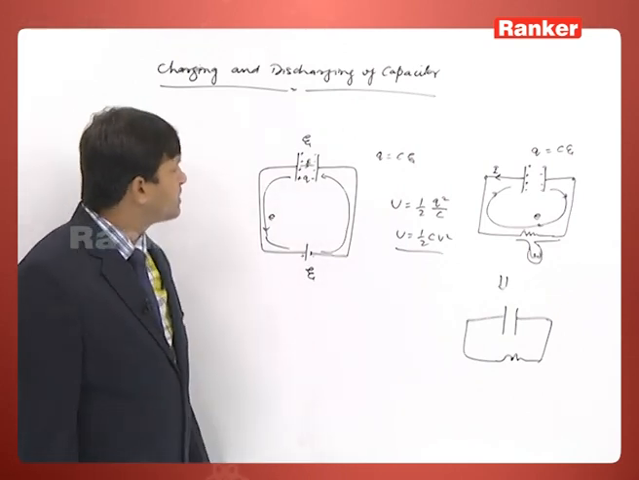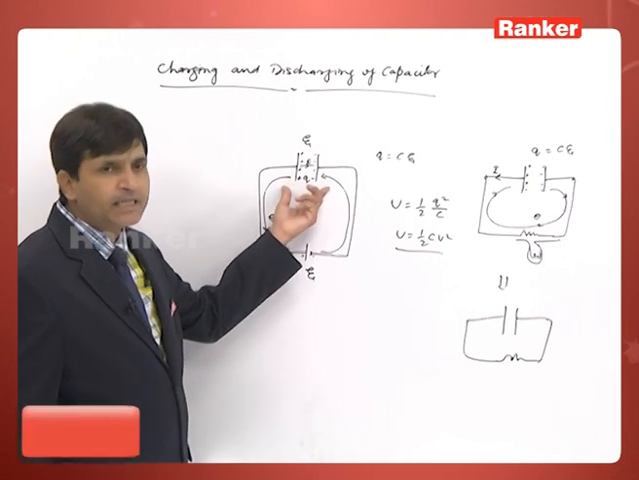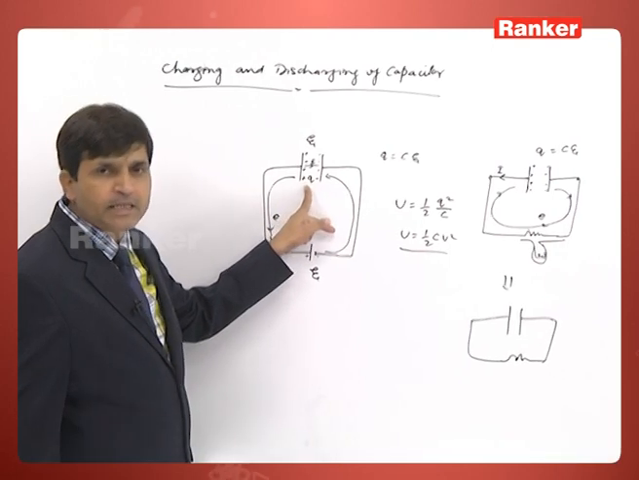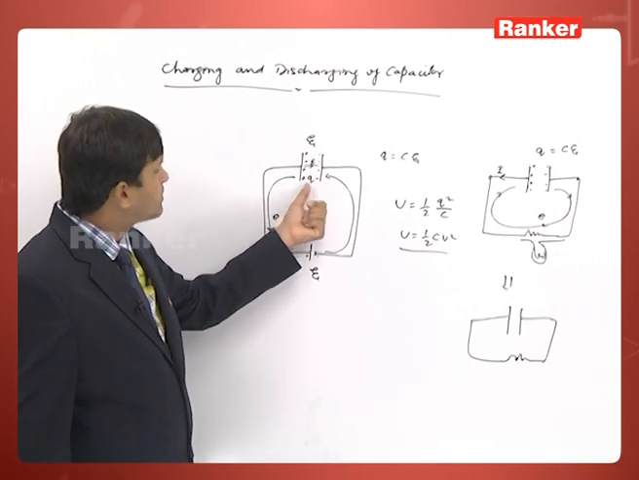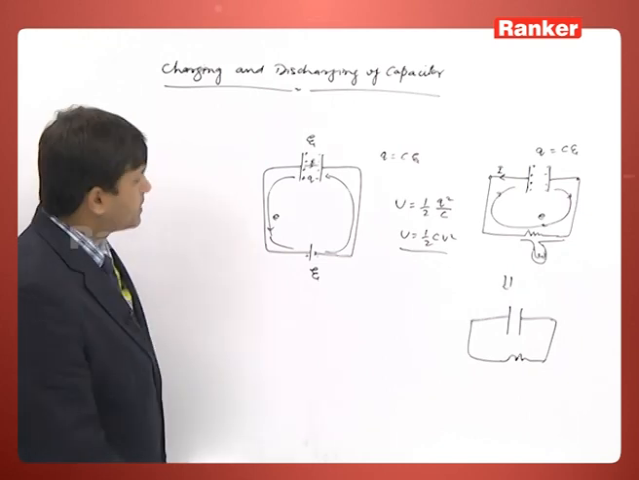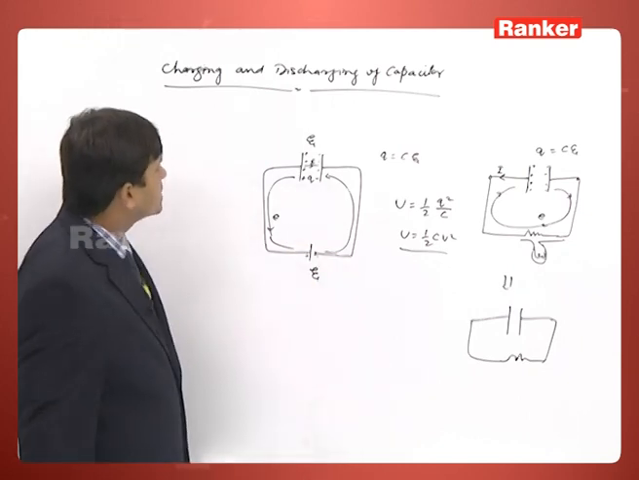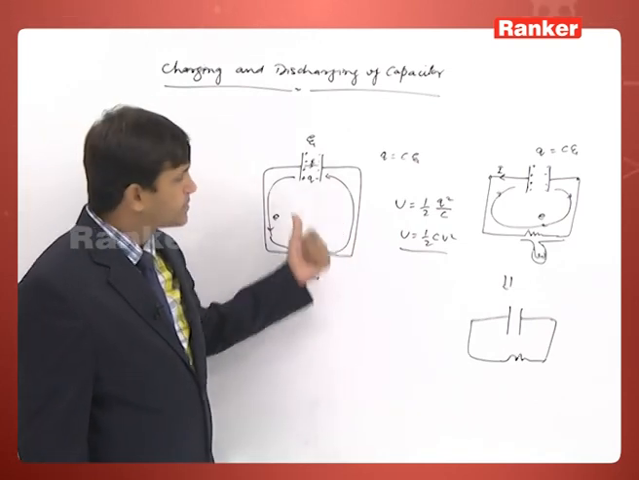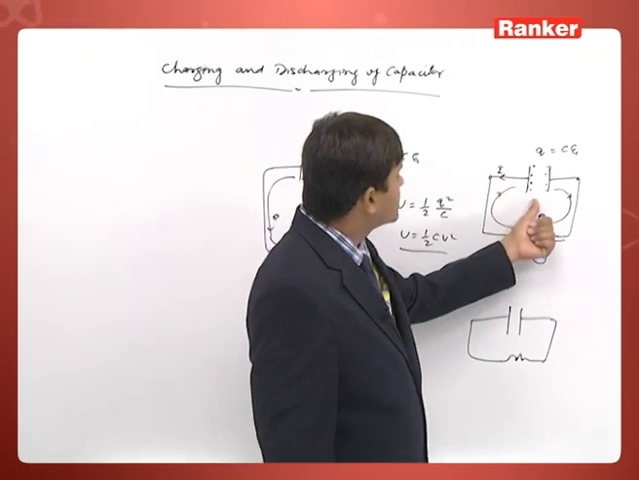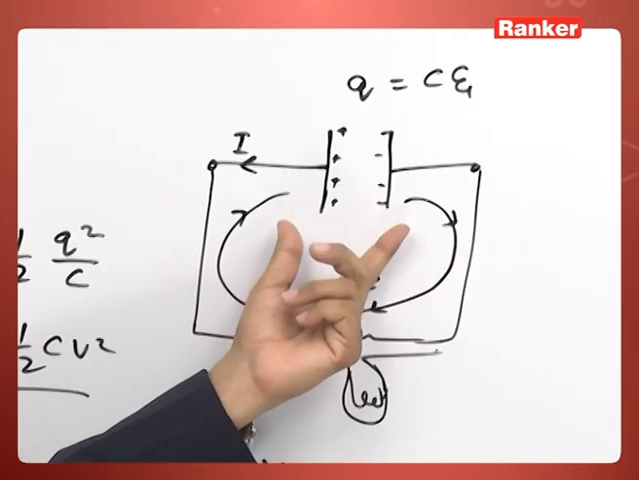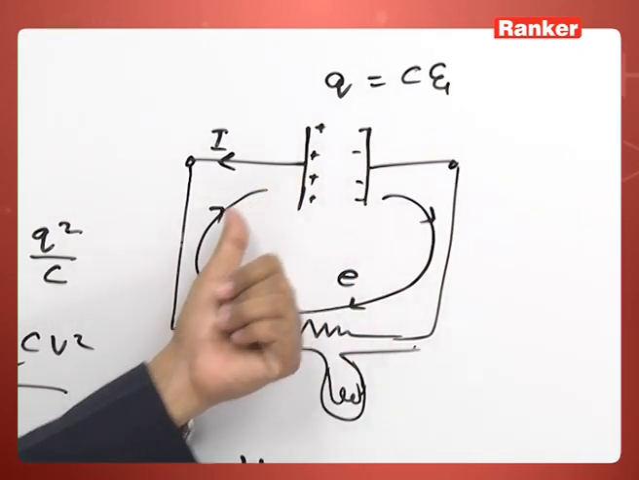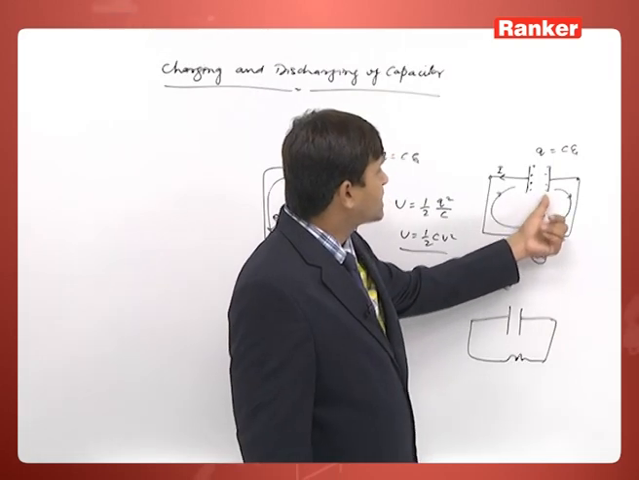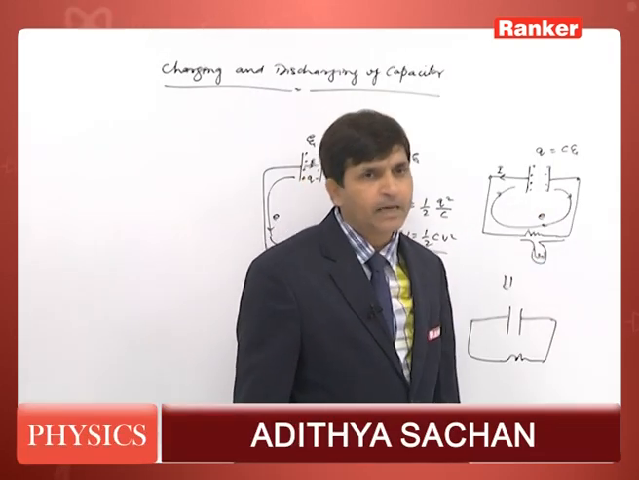One thing we have to remember: when the capacitor gets fully charged, the final charge on the capacitor will be constant, and in that situation the flow of charge will stop. When the flow of charge stops, it means there is no current in that branch across which the capacitor is connected. And in the discharging process, whatever energy was stored in the capacitor is finally discharged into the external device which we are connecting across the plates of the capacitor.